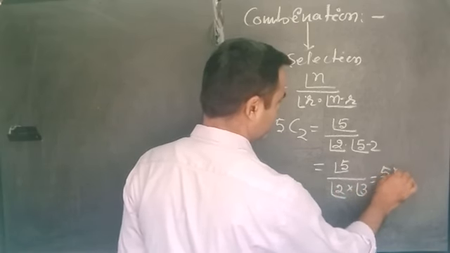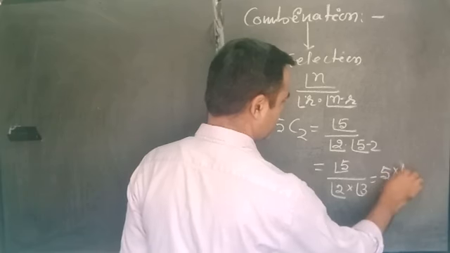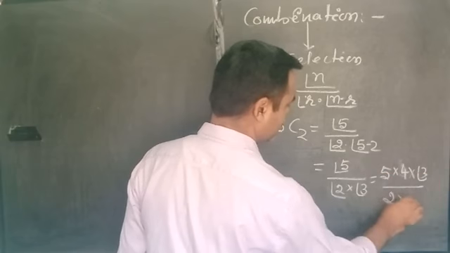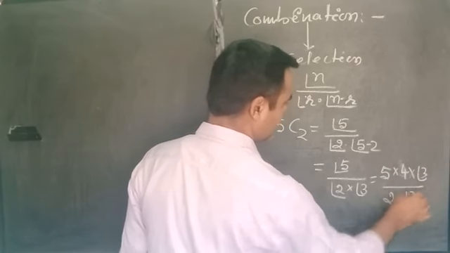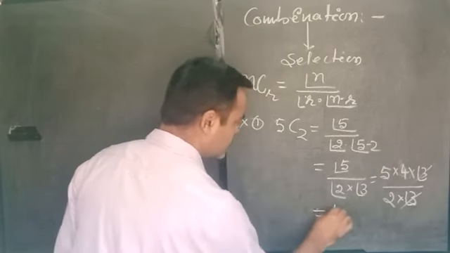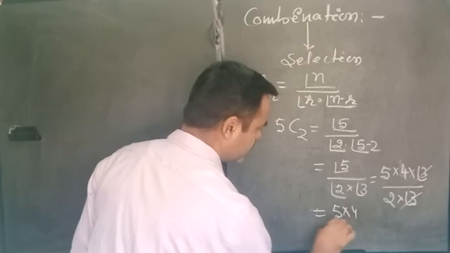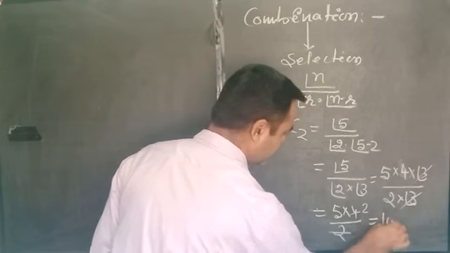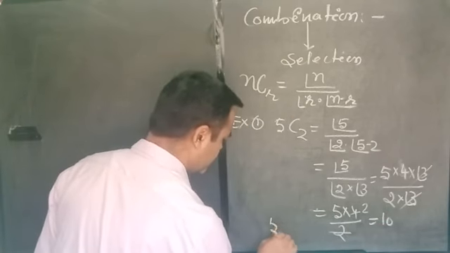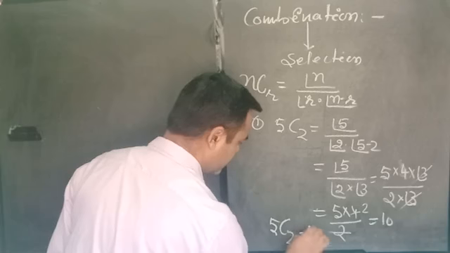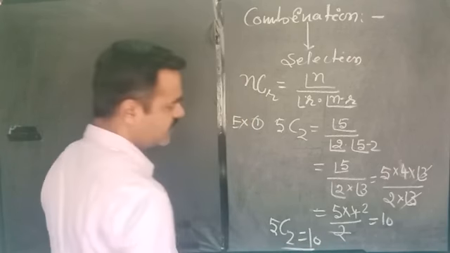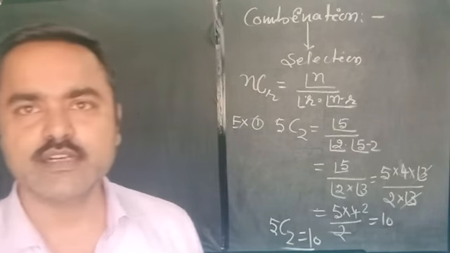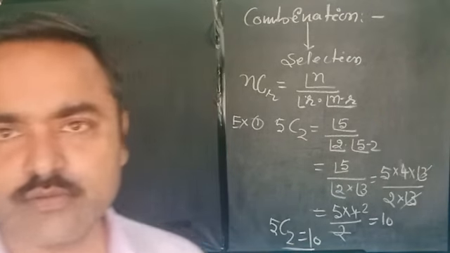That is 5 into 4 into factorial 3 divided by 2 into factorial 3, and factorial 3 cancels out. This is equal to 5 into 4 divided by 2. 2 into 4 is 10, so 5C2 is equal to 10. This is the answer. The value of 5C2 is 10. You can see how to calculate it.